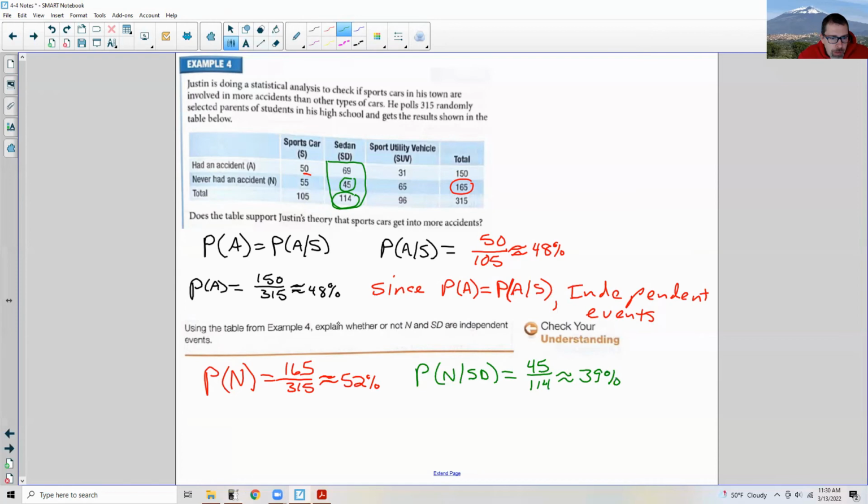Okay. So it says, explain whether or not these are independent. So since they're not equal, they are not independent. And when something is not independent, then it's associated. Okay, so they are not independent, they are associated.